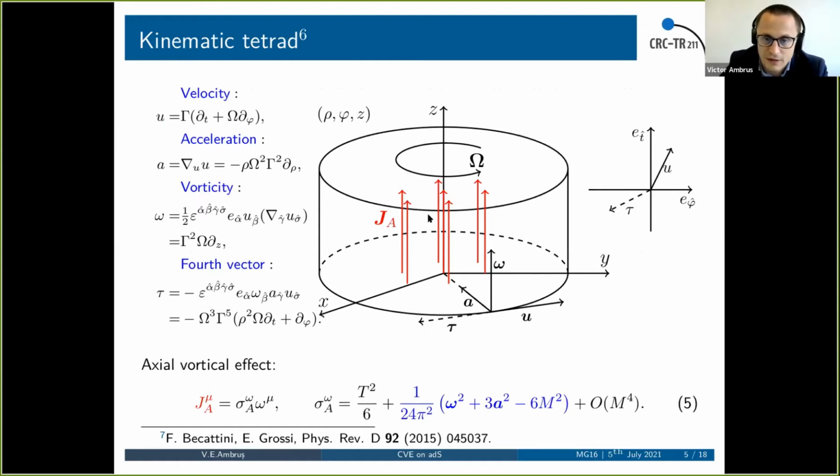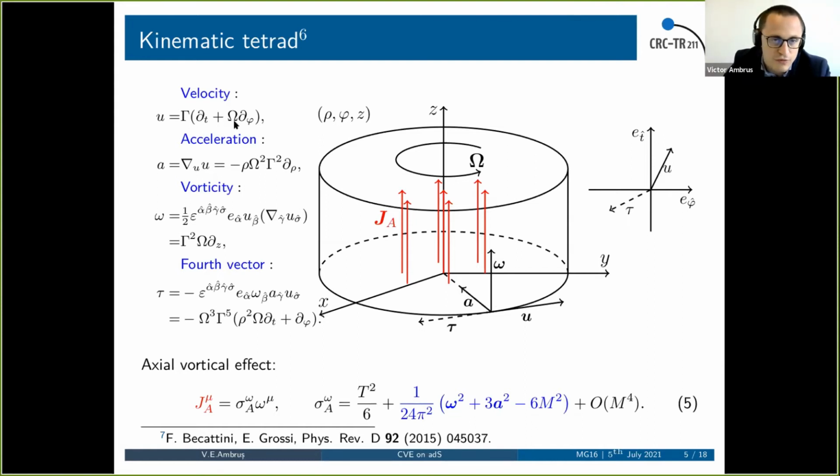I represented here some Cartesian coordinates, and we consider a fluid which is undergoing rotation around the z-axis. What we can identify here is a tetrad of kinematic vectors. We have first the velocity, which describes rigid motion. We have the vorticity itself, which is related to the direction along which we want to impose rigid rotation. Then we have a centripetal acceleration pointing towards the center. And we have a fourth vector, which is orthogonal to all these three vectors. Here is the t-phi representation of this vector tau.